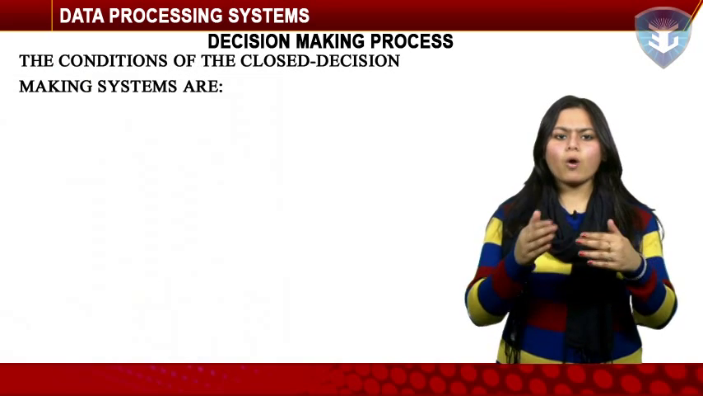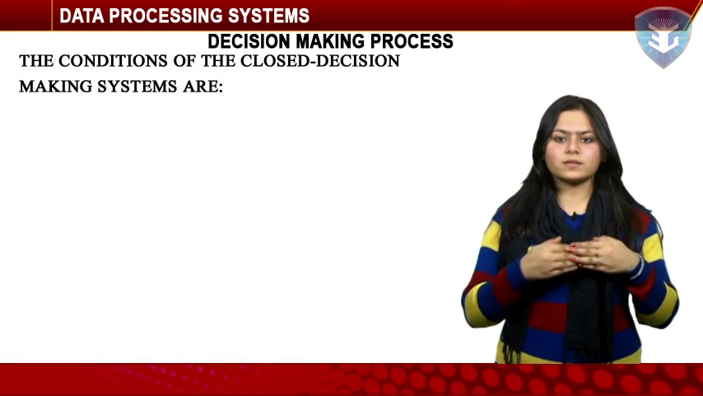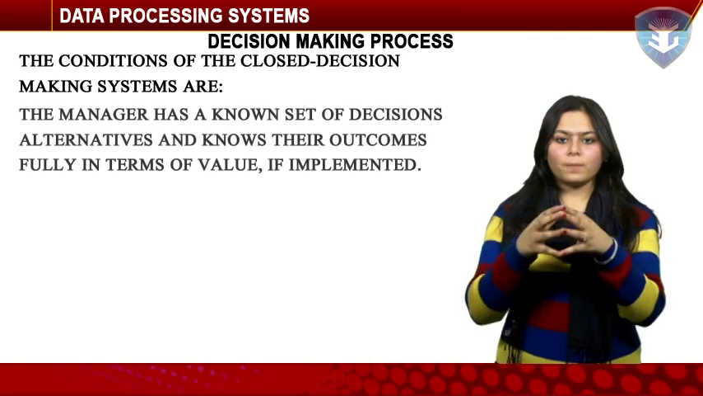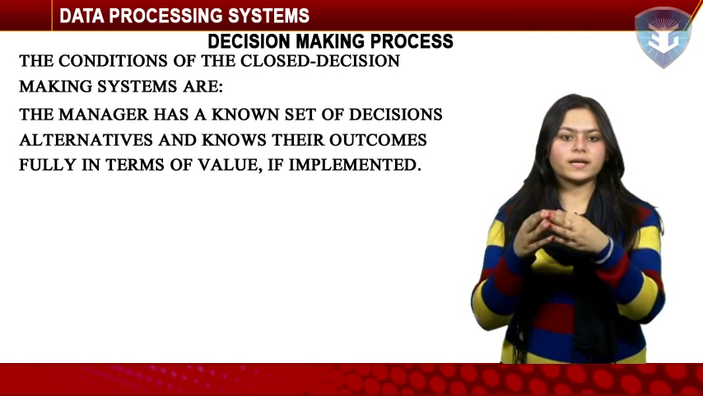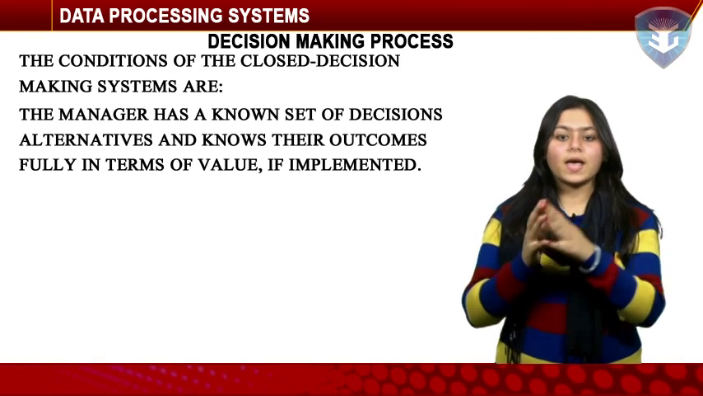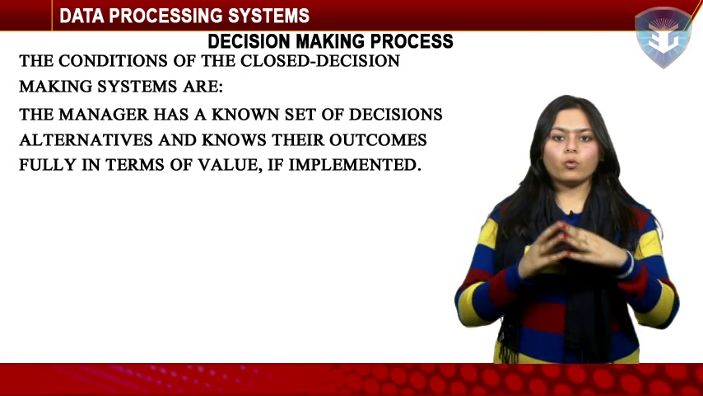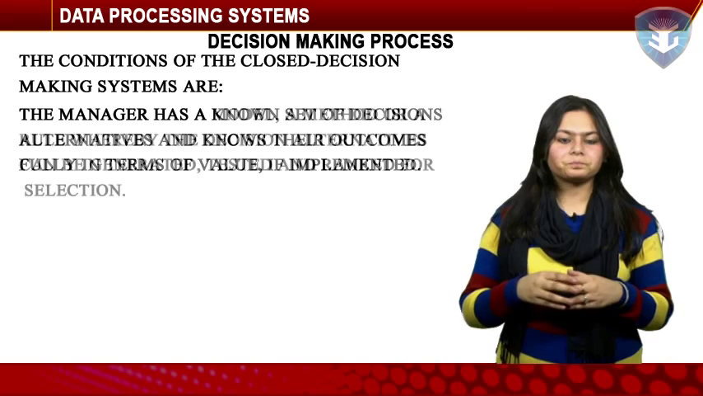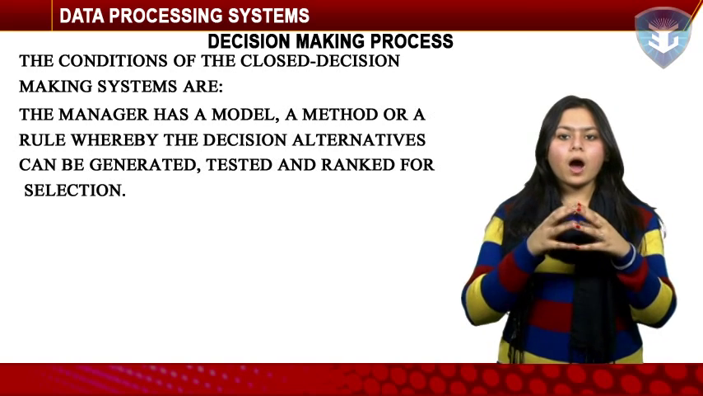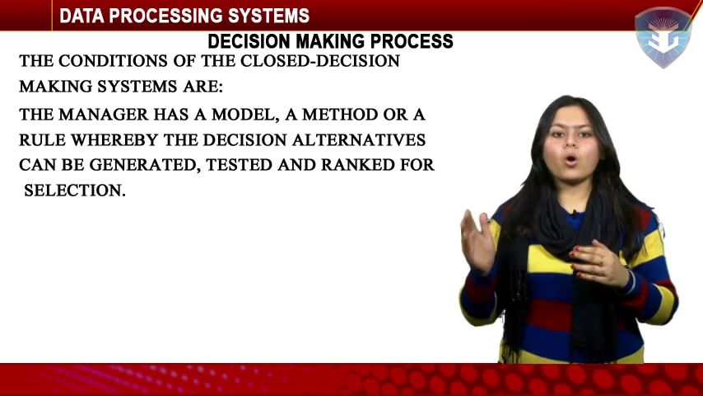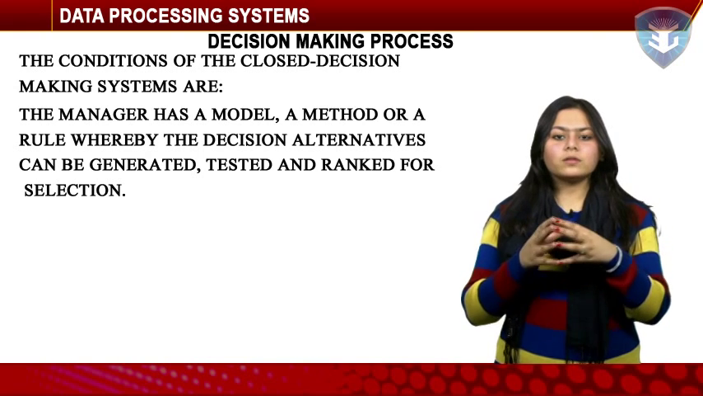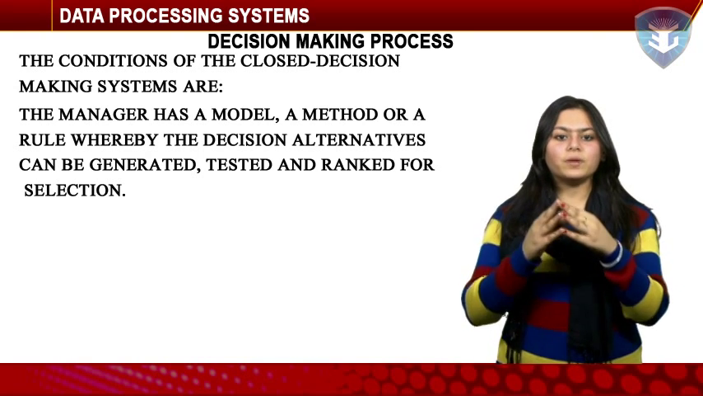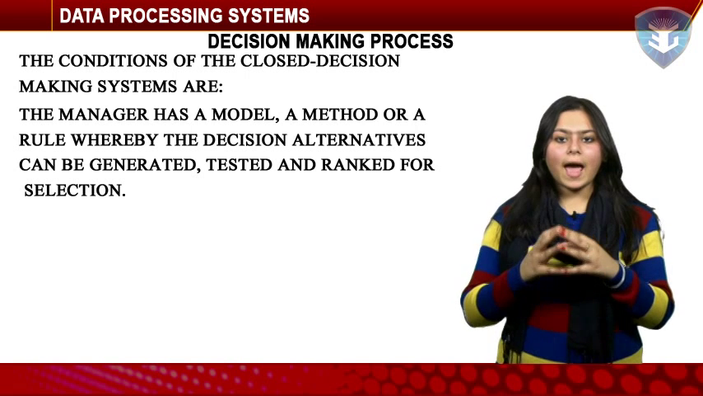The conditions of the closed decision making systems are: the manager has a known set of decision alternatives and knows their outcomes fully in terms of value if implemented. The manager has a model, a method or a rule whereby the decision alternatives can be generated, tested and ranked for selection.